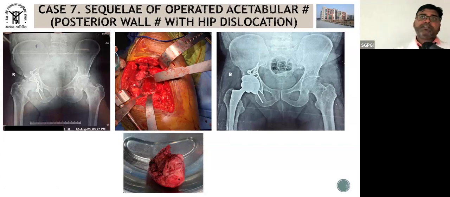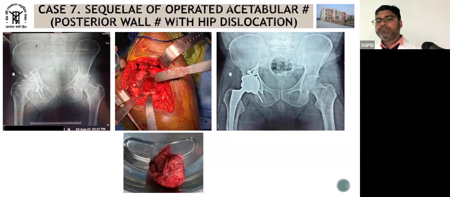Since we had fixed this fracture, everything was right there in place. So doing a total joint replacement in this case was like a cakewalk for us. It was just like any other total joint replacement. You can see that everything is right there in place. It was just a conventional total hip replacement in this patient.